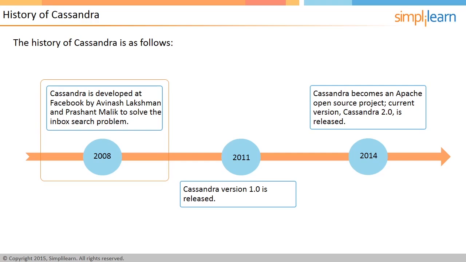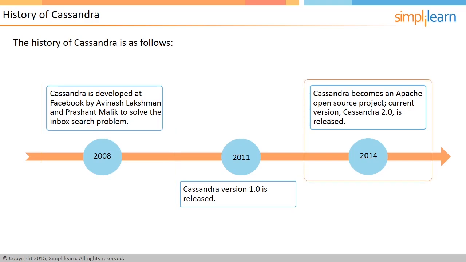It has evolved a lot since its inception in 2008. It started with the concept of column families and supercolumn families, but later evolved as a key value store. You can still get messages from Cassandra about column families. Version 1.0 was released in 2011. In 2014, Cassandra became an Apache open source project, and the current version 2.0 was released.